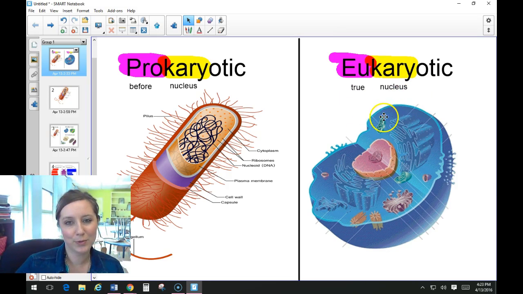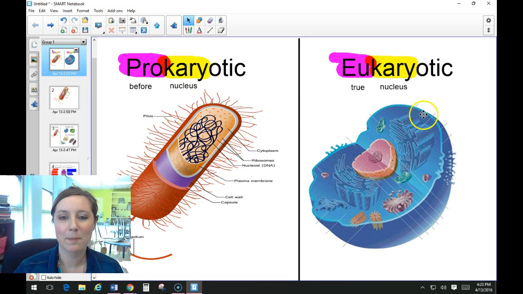Now, it might seem a little bit weird. True nucleus, before nucleus, what does that really mean? Well, if you look at a eukaryotic cell, we know that plant and animal cells both have a nucleus. So it has a true nucleus. You can see that membrane there, holding in the DNA. If you look over here at this bacteria cell, before nucleus means that the bacteria cell doesn't have a nucleus whatsoever. And you can see that the DNA is just floating there inside the cell. So that is one very big difference. Prokaryotic cells, no nucleus. Eukaryotic cells, nucleus.